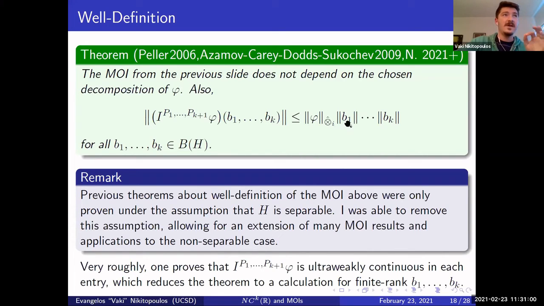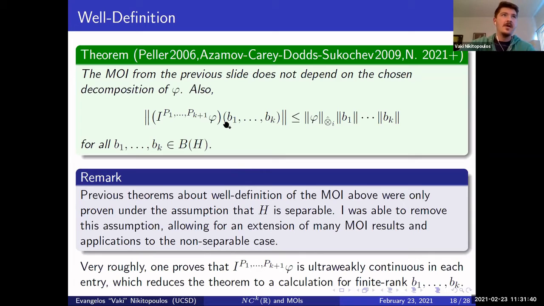And extremely, extremely roughly, for those who know what some of these words mean, what you need to do is you need to prove that as a function of B1 through BK, this multiple operator integral is ultra weakly continuous in each of the input B's. And this reduces your calculation to a calculation involving only finite rank operators B1 through BK. And then it is a tractable calculation, and you can give an explicit formula that does not depend on the decomposition. So that's an extremely rough sketch. It's very technical to prove this ultra weak continuity, but there you have it.